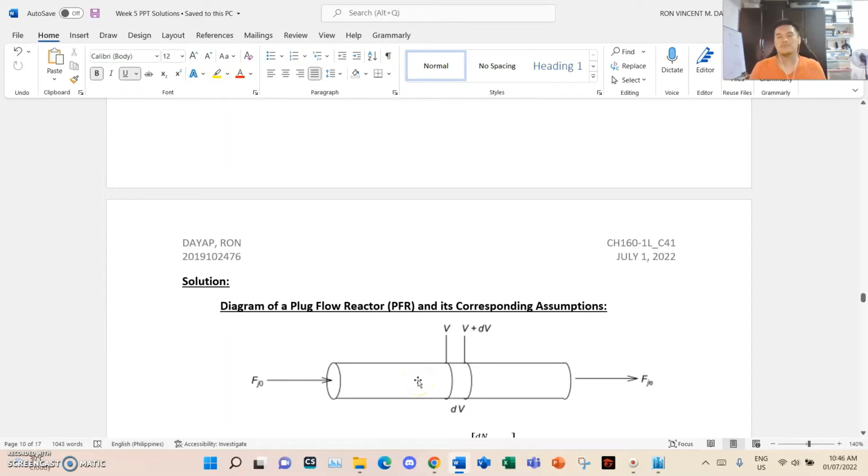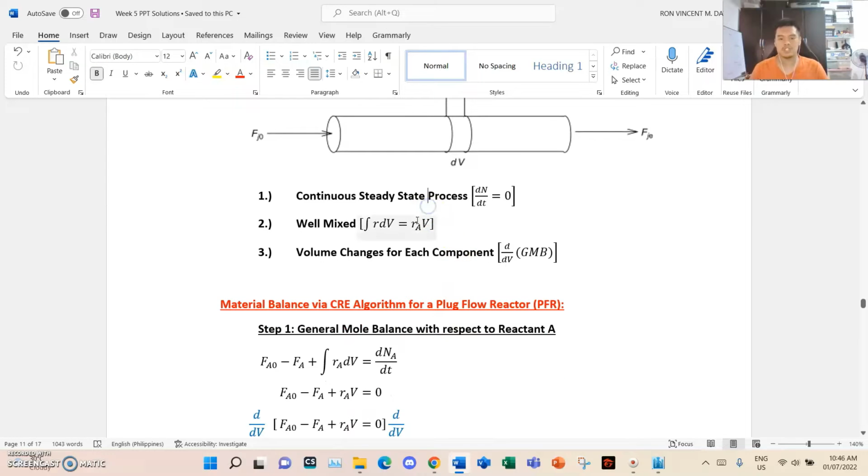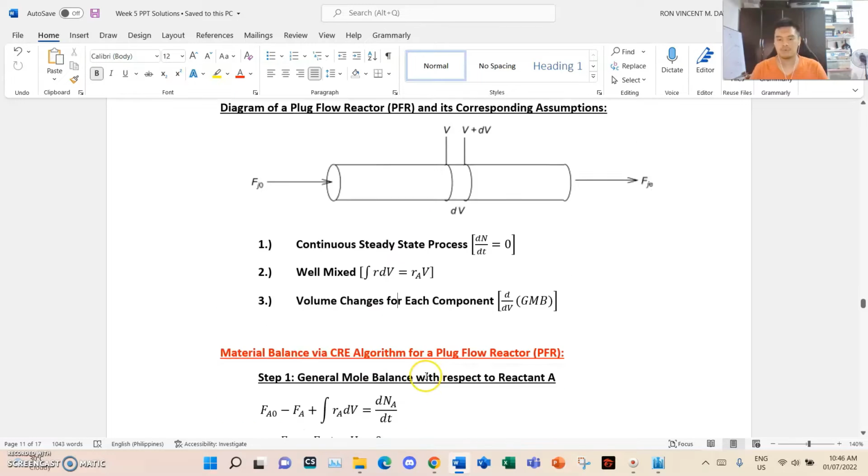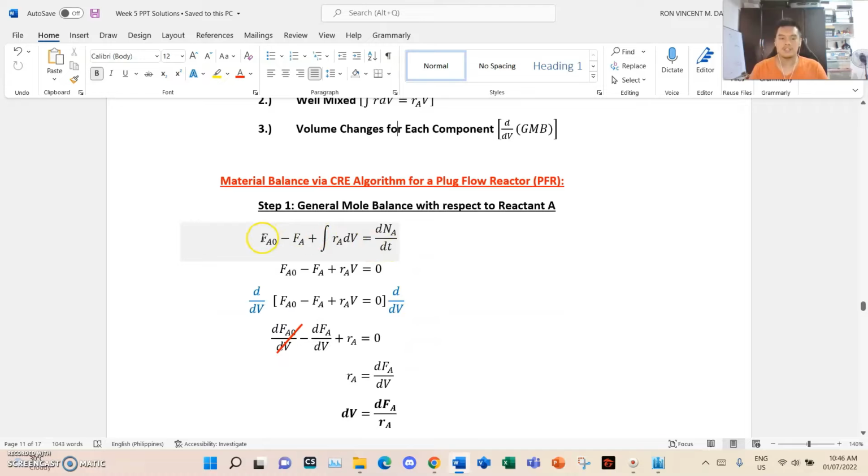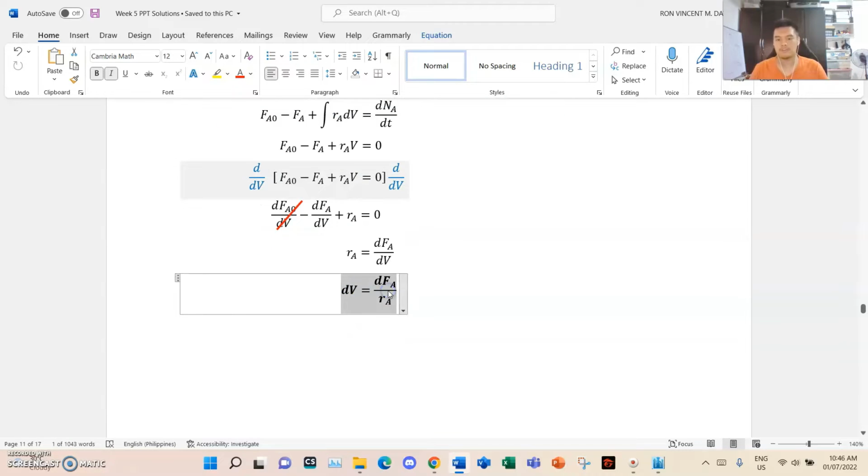So if you've seen my previous video, you would know that the CRE algorithm is an algorithm created by the book of Fogler, The Elements of Chemical Reaction Engineering. And I use this algorithm in order to solve for my corresponding reaction engineering problems. So to start, this is the diagram of a plug flow reactor with its corresponding assumptions: steady state process, well mixed, and volume changes for each component. And then the material balance, and I applied the assumptions earlier, then isolate this formula for PFR.